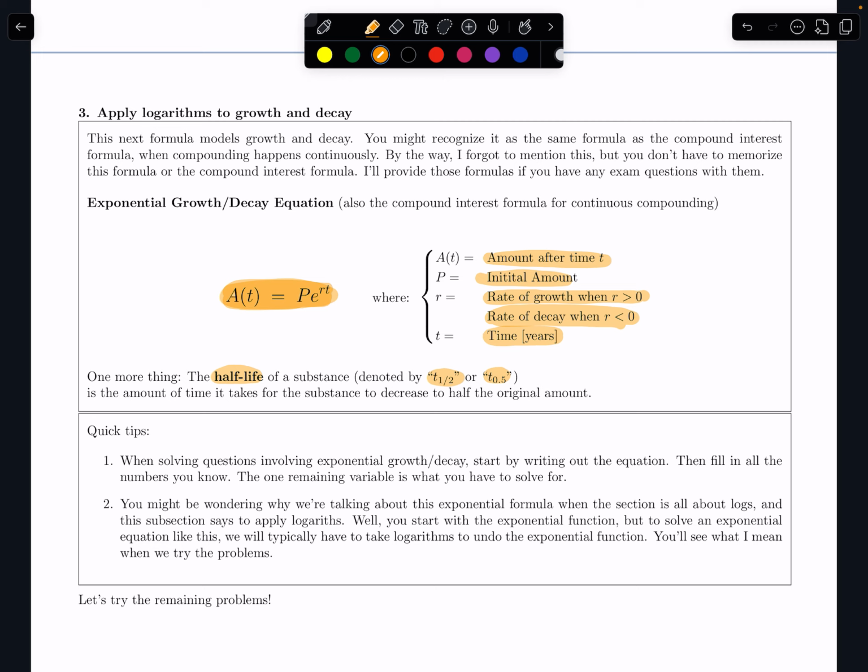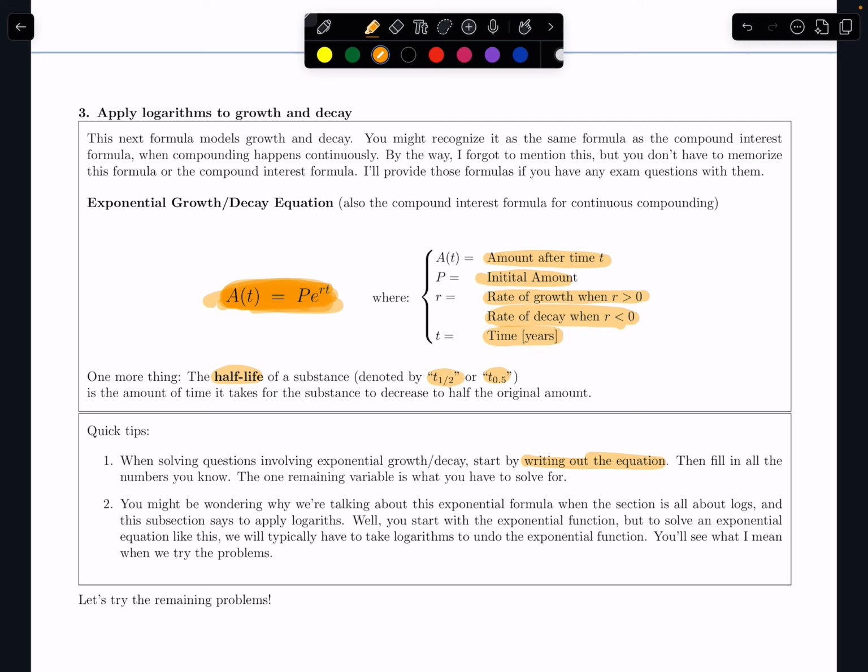Okay, quick tips. When solving questions involving exponential growth or decay, start by writing out the equation. This guy, the one I am repeatedly highlighting in orange. Then fill in all the numbers that you know. The one remaining variable is what you have to solve for. And this is what we see in math a lot, right? We have an equation, you plug in the numbers, and then you figure out whatever is still remaining as a variable. That's the thing you're solving for.